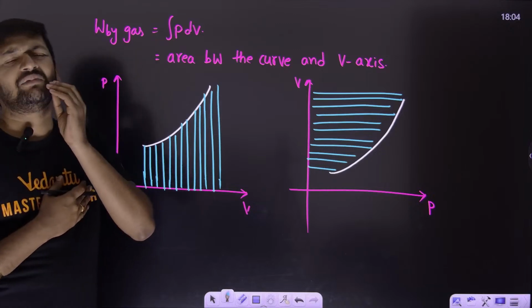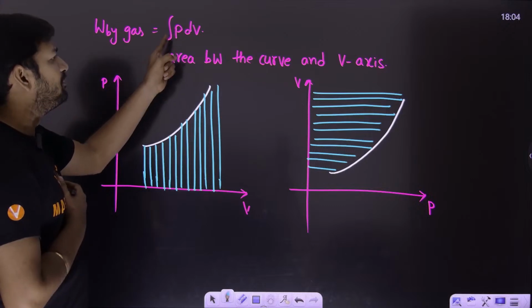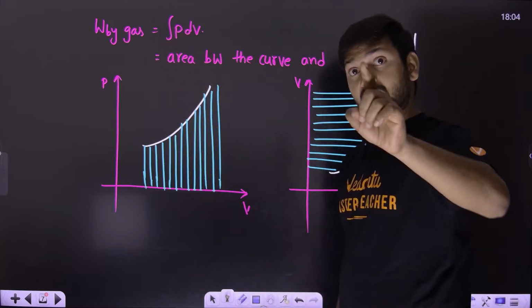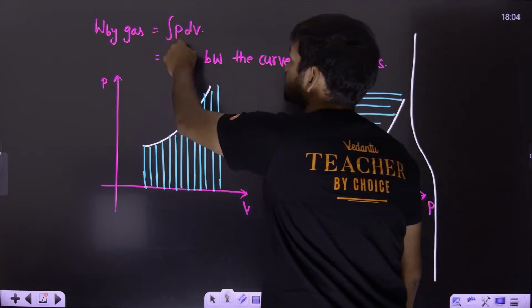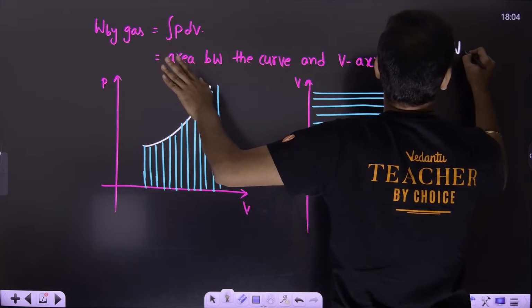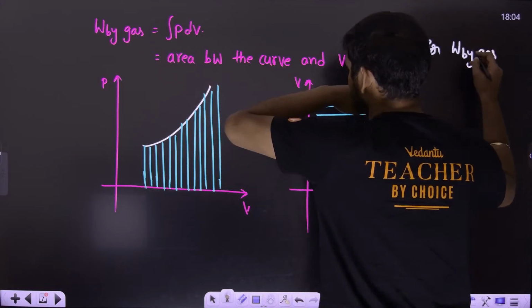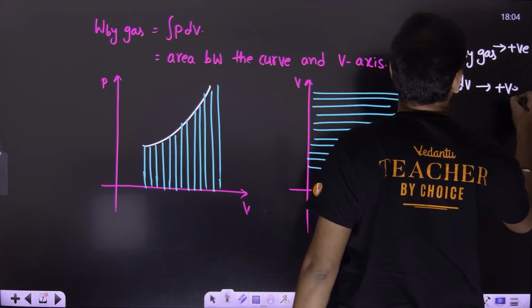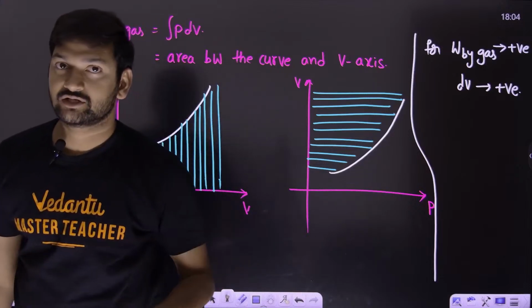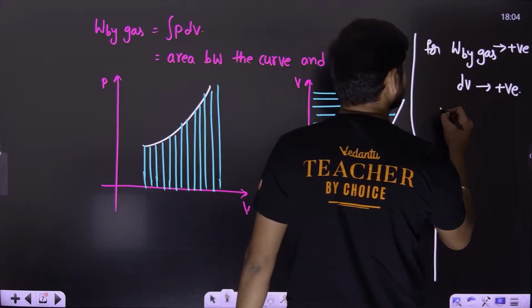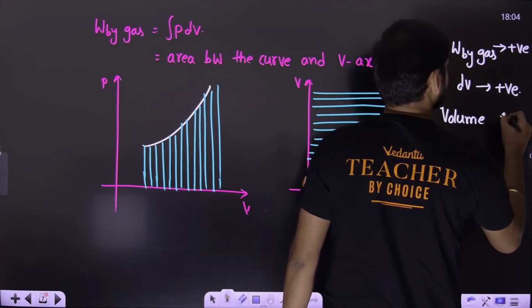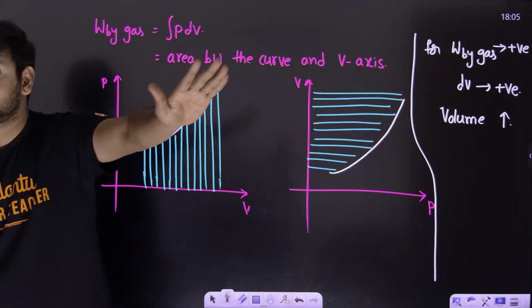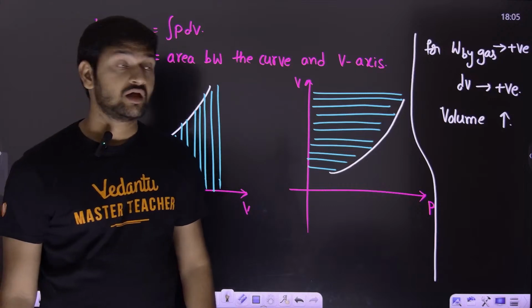Next, sir, when is the work done by the gas positive? See, in general, P is going to be positive. The absolute pressure is always going to be positive. If P is positive, for work by gas to be positive, the change in volume should be positive. When will the volume change be positive? Obviously, if volume is increasing. So keep one thing in mind: work done by the gas is positive only when volume is increasing. That's it.